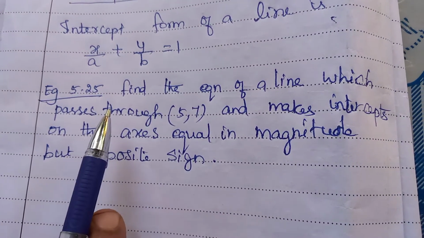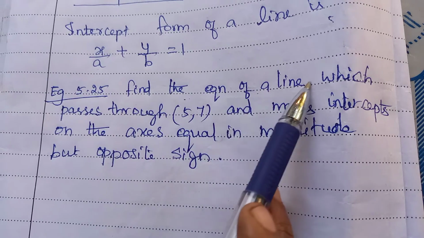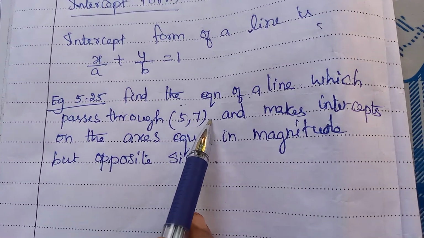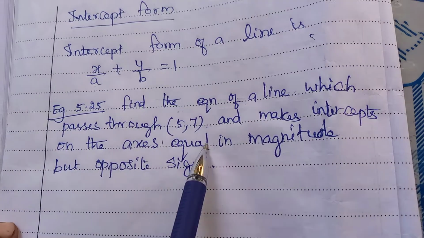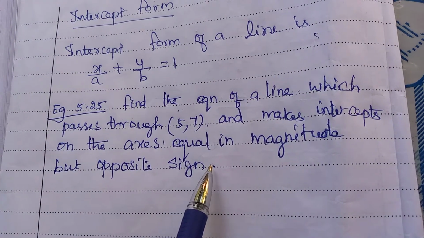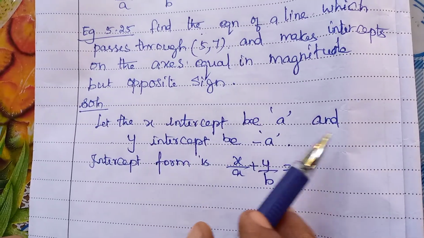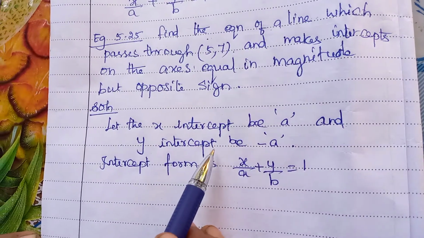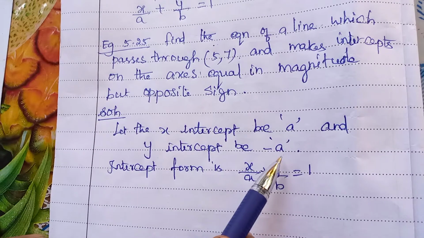Next, example 5.25. Find the equation of a line which passes through (5, 7) and makes intercepts on the axes equal in magnitude but opposite in sign. Let us take the x-intercept as a, and since the intercepts have opposite signs, the y-intercept is -a.